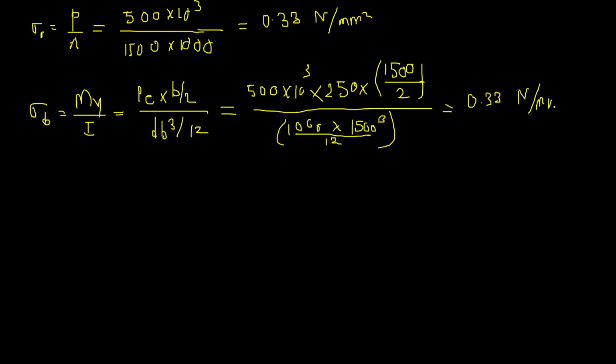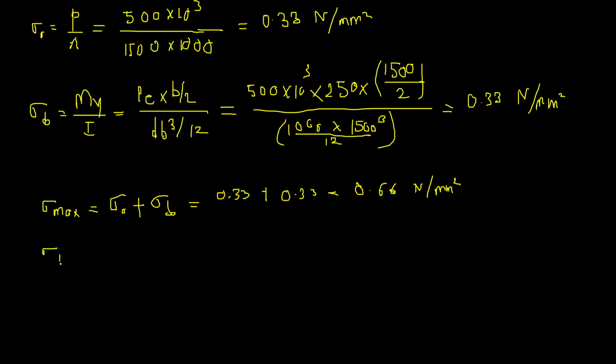Newton per mm square. Okay. So both direct stress and bending stress are same. So sigma max value, substituting this in equation number 1 and 2, we will get sigma max is equal to sigma naught plus sigma b. What is the value of sigma naught? 0.33. And the value of sigma b is also 0.33. So 0.33 plus 0.33 is 0.66 Newton per mm square.